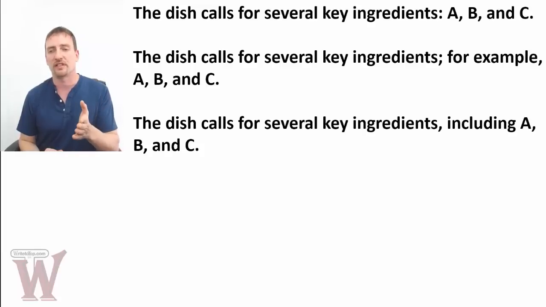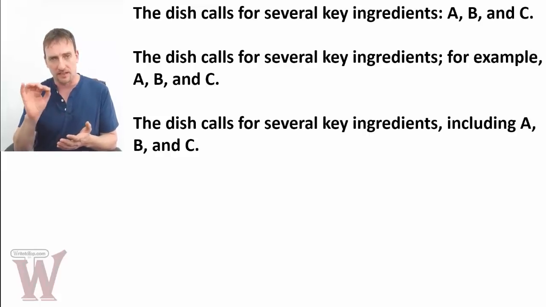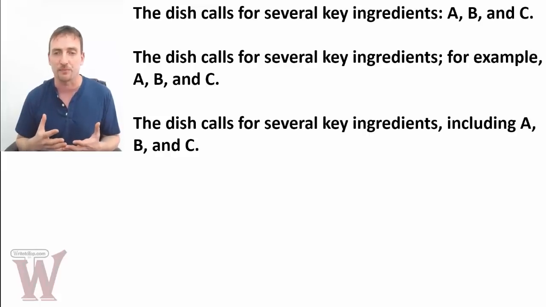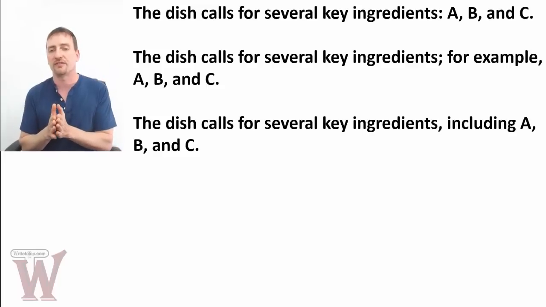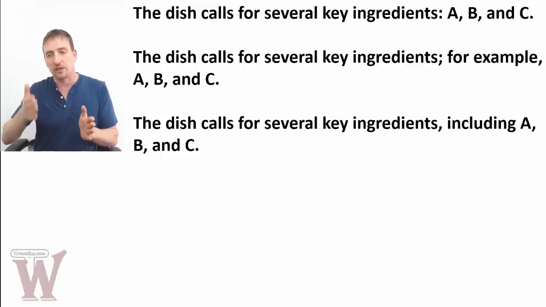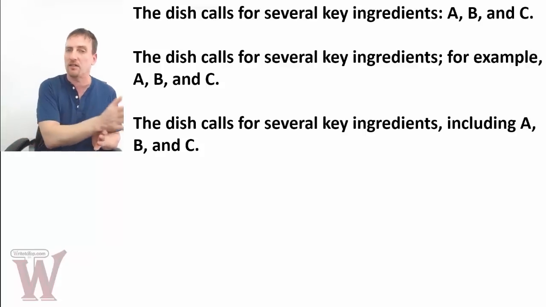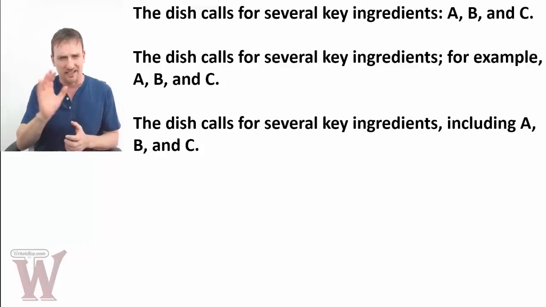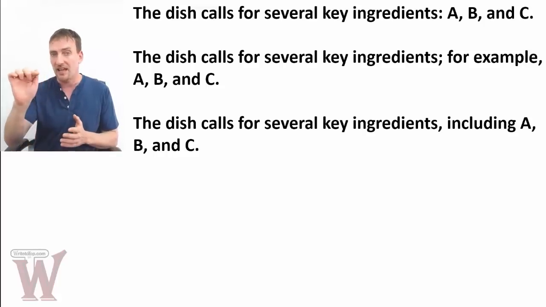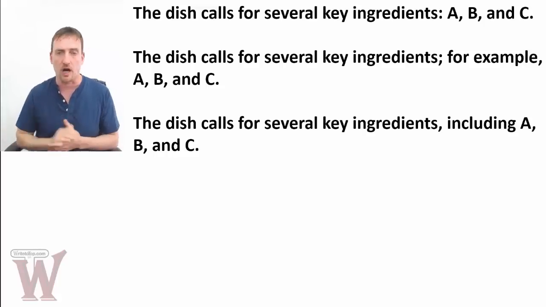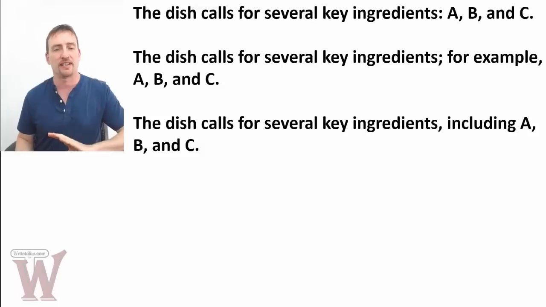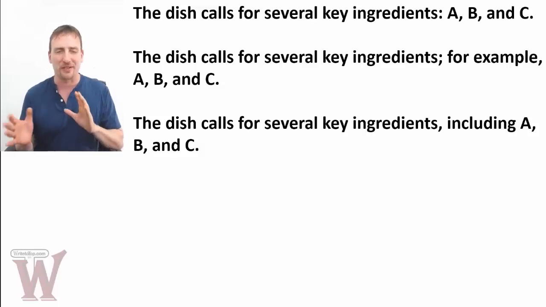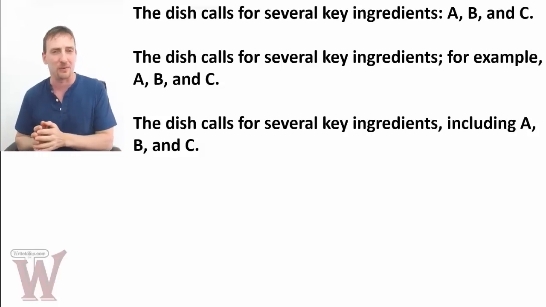The dish calls for several key ingredients, including A, B, and C. Do not put a colon after including because it's not a complete sentence anymore. The dish calls for several key ingredients. Including needs an object, so that's already part of the list, not part of the clause that came before it. And I've seen people do that many times. After including, they put the colon. Not correct.